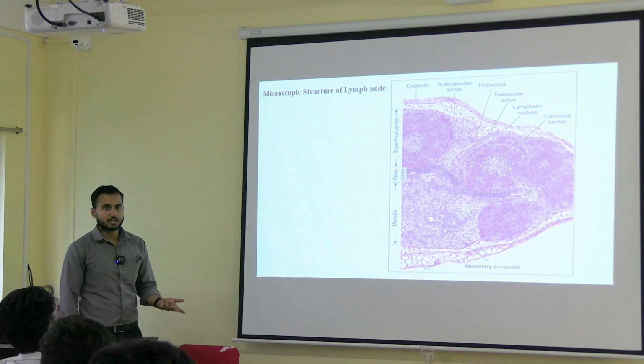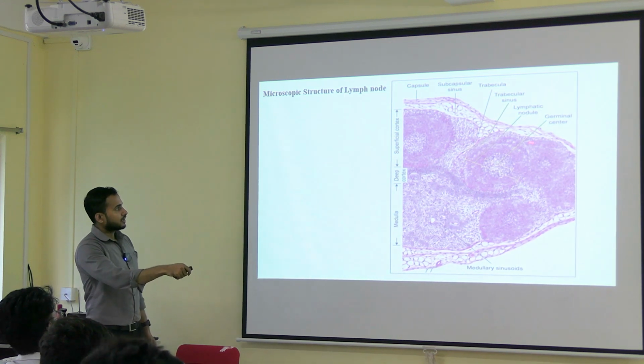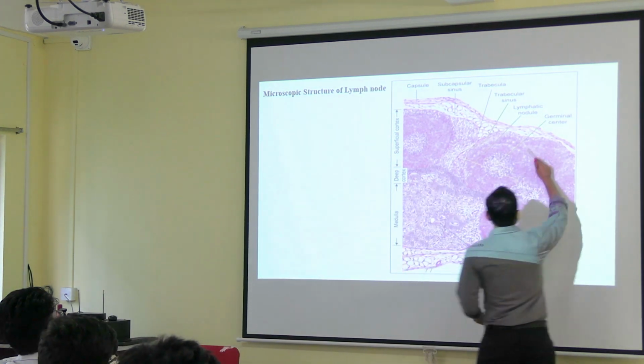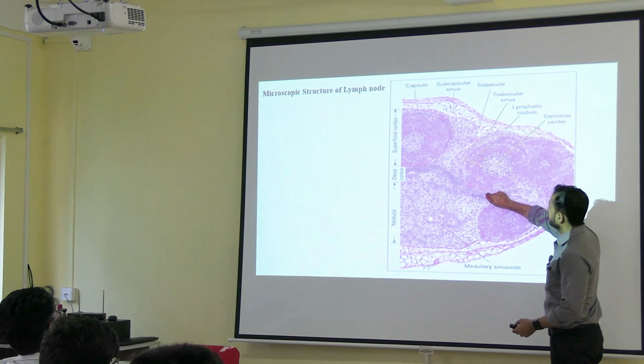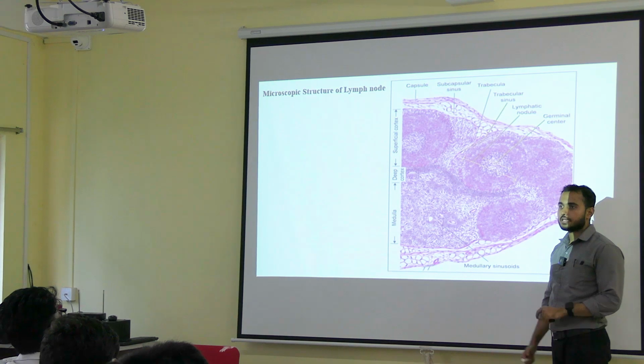Outer part will be the cortex. As simple as this. So, ये पूरा part cortex है. ये पूरा part. Subcapsular sinus के नीचे से. See, this is the capsule. This is the subcapsular sinus. So, from here to here, ये पूरा cortex है. ठीक है. Now, cortex में कितना part रहता है?